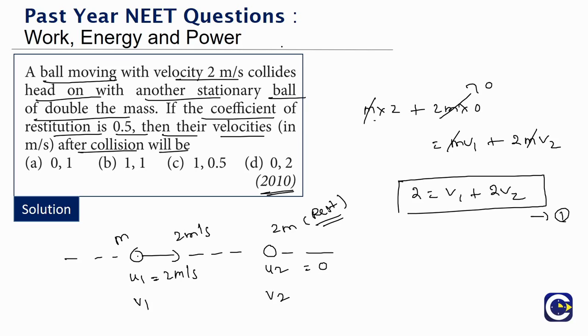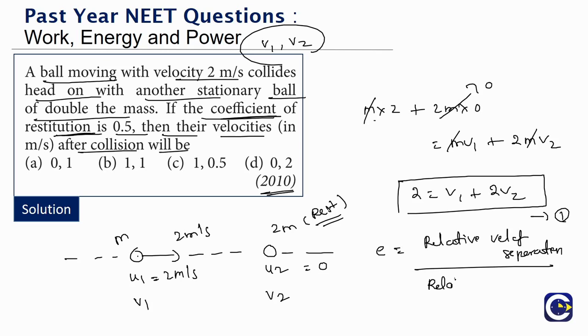Essentially what they are asking in this question is to find the values of v1 and v2, right? Now the other information they have given is the coefficient of restitution. What is coefficient of restitution? Generally we define this coefficient of restitution for head-on type of collisions. It is the relative velocity of separation after the collision divided by the relative velocity of approach before the collision. That ratio is what we call the coefficient of restitution.